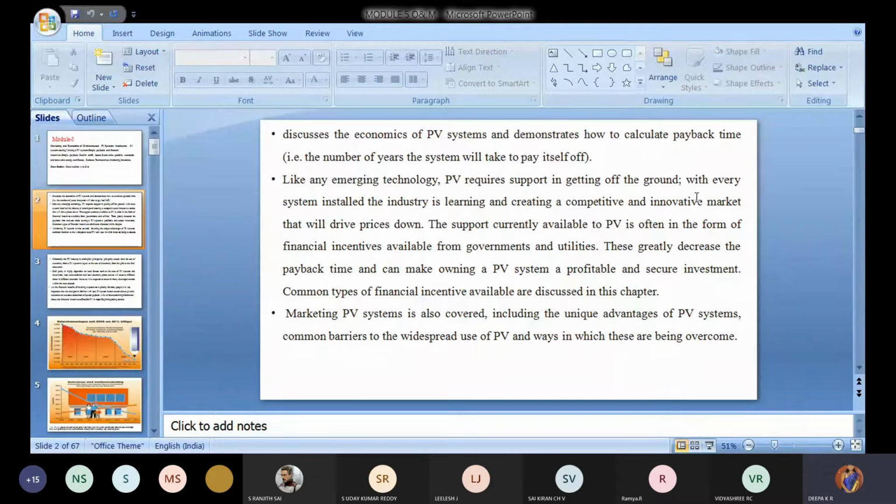So here, when you have a number of different kinds, we have to think about what the innovative idea is, how I can attract my customer, and how I can make the system reasonable. So all these things have to be considered. That's what I say, an innovative market will drive the price down.